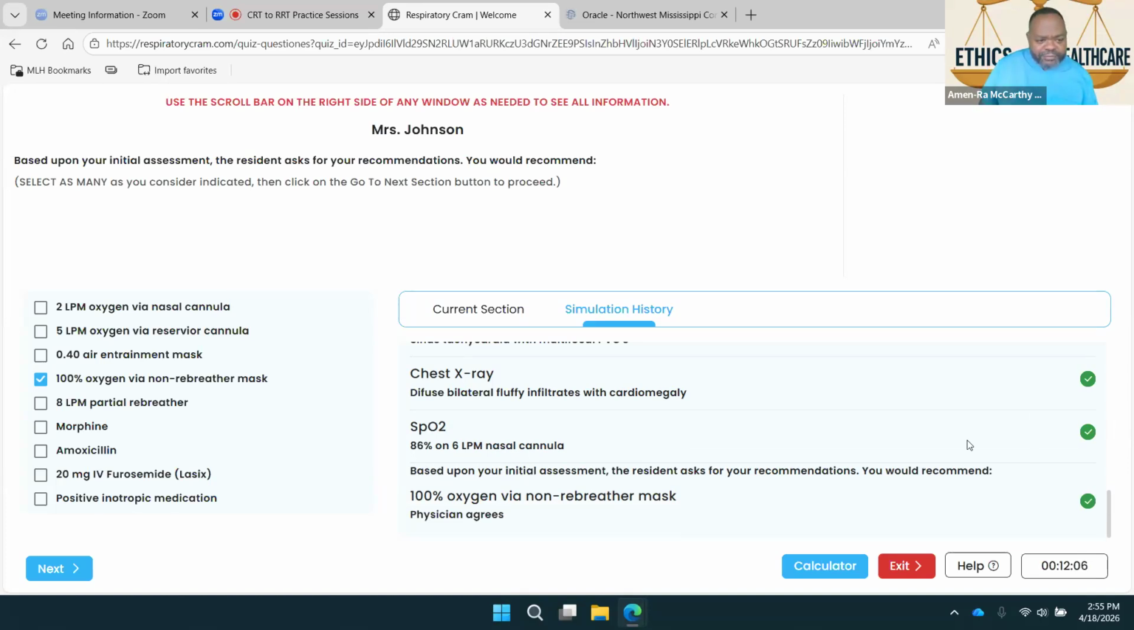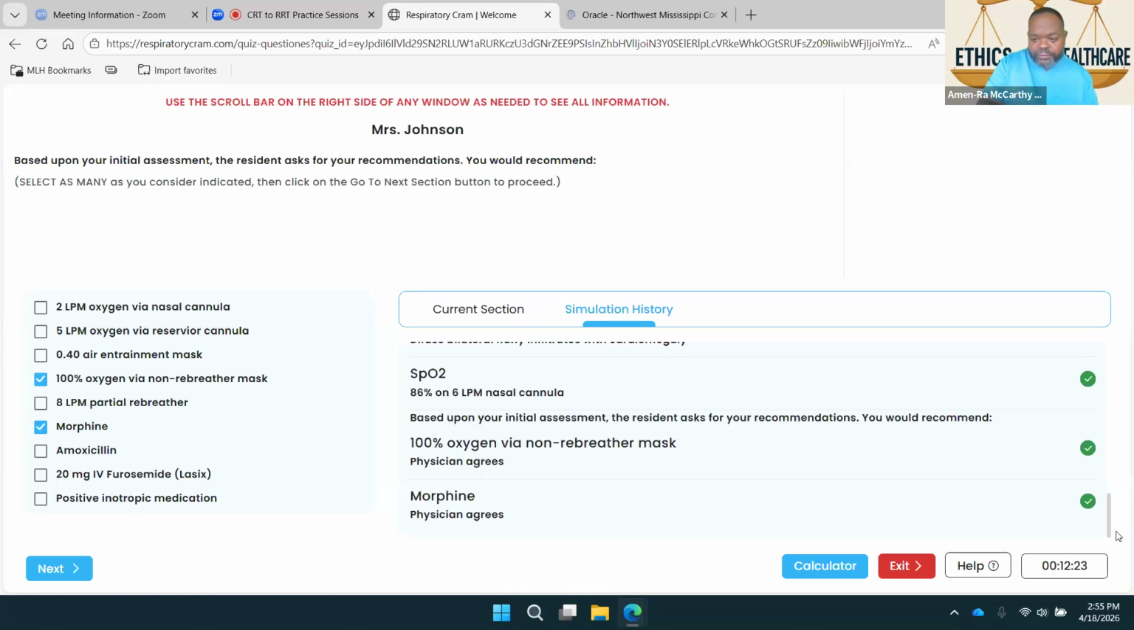What about morphine? Yes. Let's see. It didn't say she's in pain, but remember we did say that morphine helps with the hypoxia, or makes you forget that you're hypoxic. Let's just see in this situation what the doctor has agreed. Good. Give a little morphine that helps calm them down and makes them not think that they're hypoxic. Excellent job, guys.